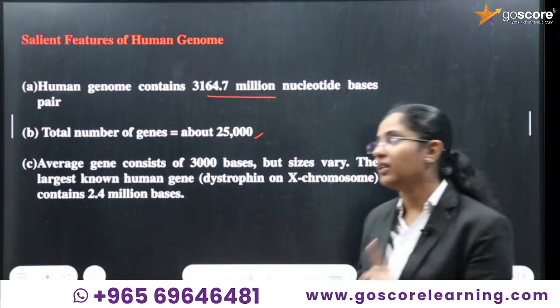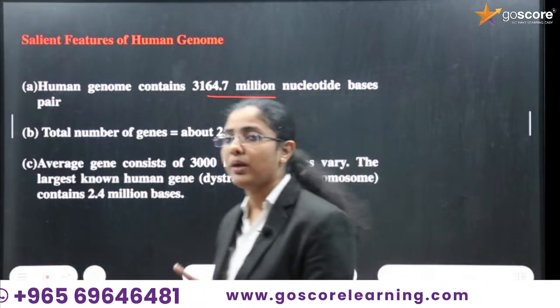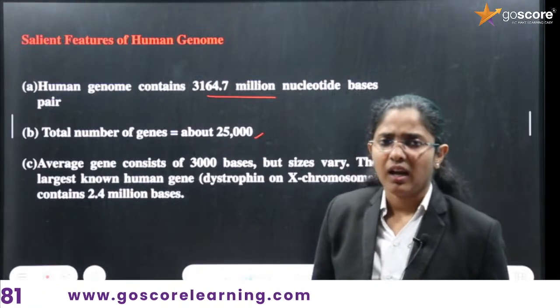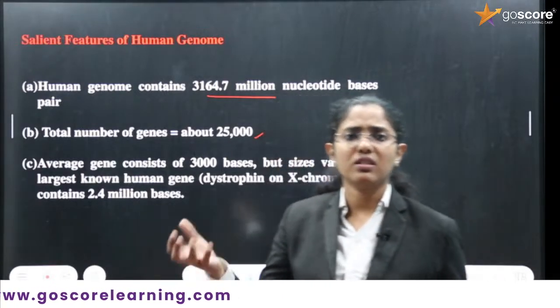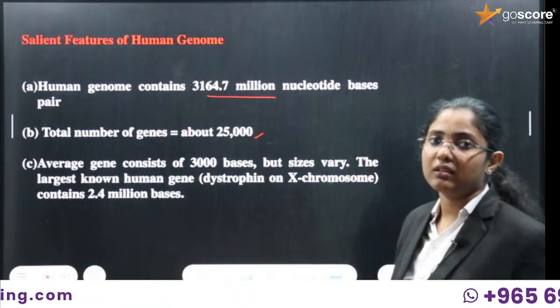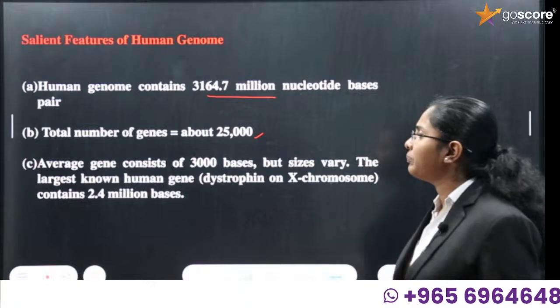25,000 genes were present in the case of the human genome. See, what is the difference between a gene and a chromosome, or what is a gene actually? A gene is a portion of DNA which gives the characteristic phenotype to our organism.